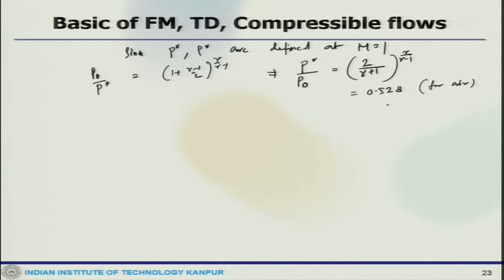It is also the critical pressure ratio. Now, if P by P naught is less than the critical pressure ratio, then the flow is supersonic flow. Okay.